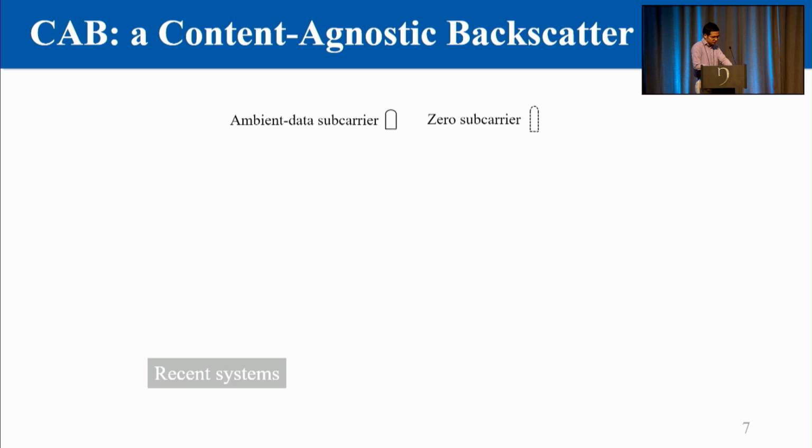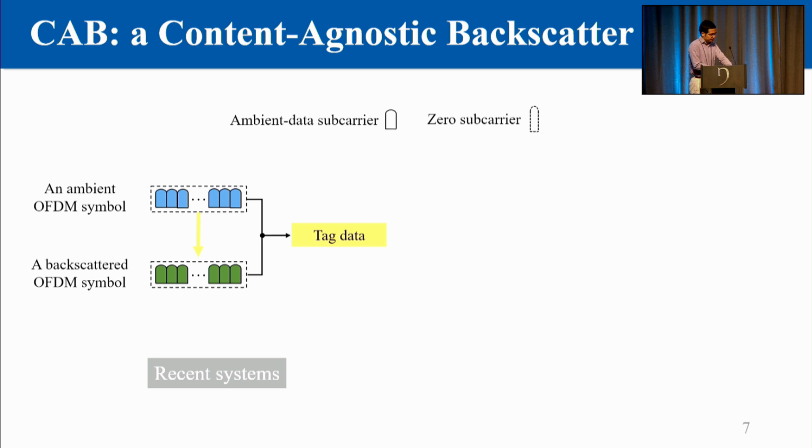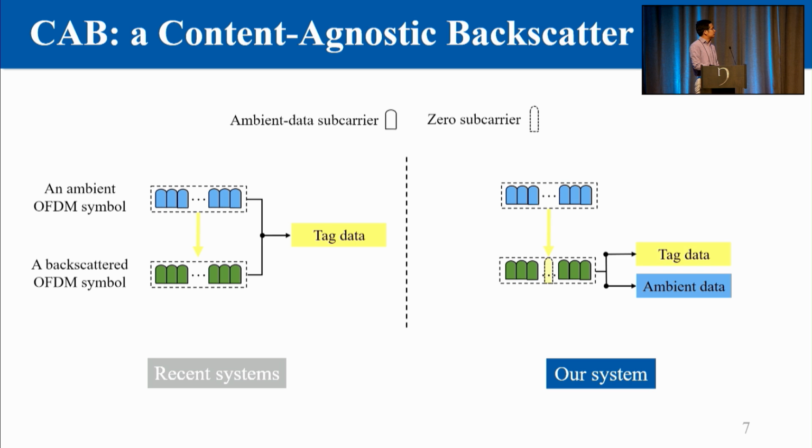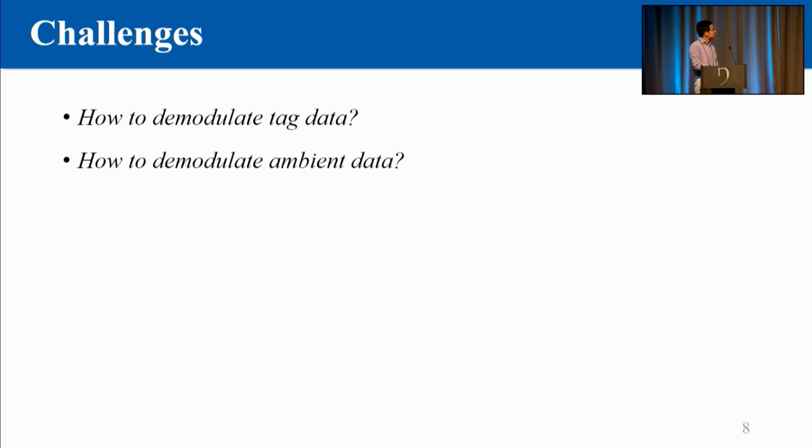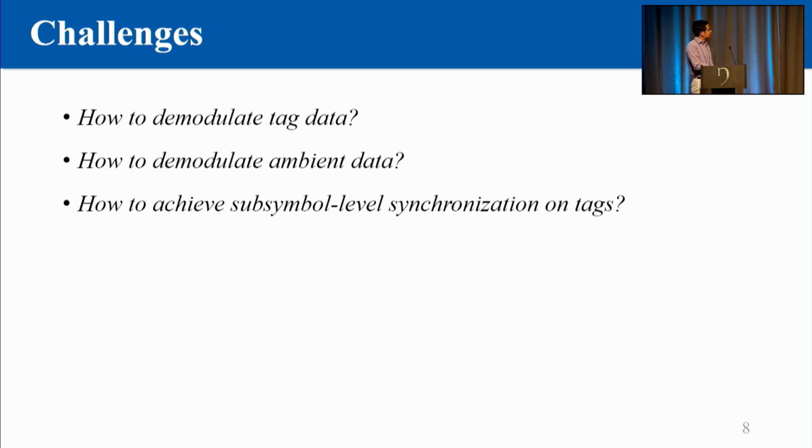In this paper, we present CAP, a content-agnostic backscatter. While recent ambient backscatter systems have to use a reference, our system demodulates tag data from the zero subcarriers and the ambient data from the data subcarriers. To achieve our goal, we face three key challenges. First, how to demodulate tag data. Second, how to demodulate ambient data. Furthermore, we find that OFDM backscatter systems need subsymbol-level synchronization. How to achieve it on a tag is also a challenge.